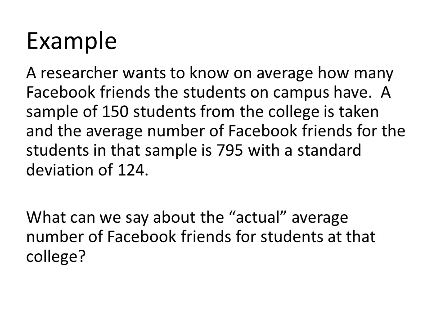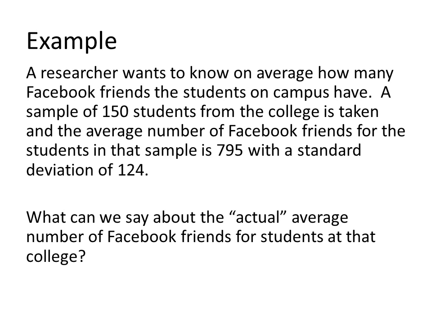So suppose that this researcher takes a sample of 150 students from the college, and he finds that in that sample, the sample average is 795 and the sample standard deviation is 124. Now, what can we say about the actual average number of Facebook friends for students at that college? Well, we don't know if it's exactly 795, but thinking about the law of averages, we would expect that the actual average is going to be close to 795.